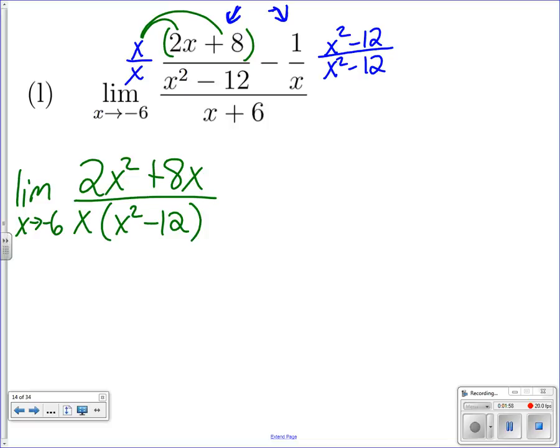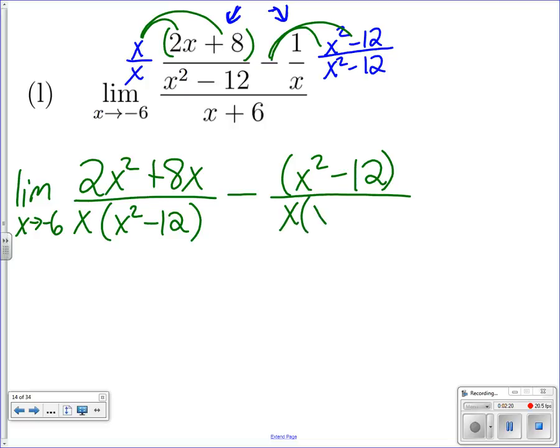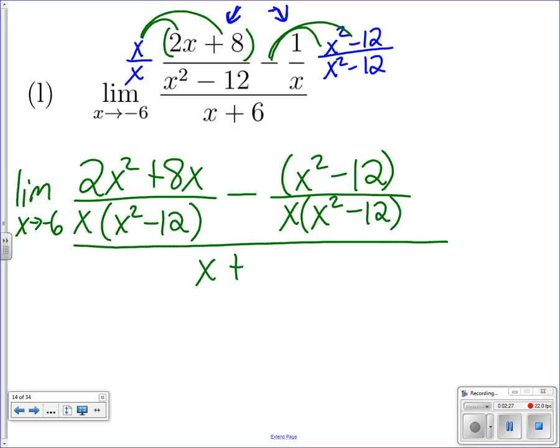So not actually distributing that in, and then minus. Now 1 times that x squared minus 12 is just going to be that x squared minus 12. It's really important to have that parenthesis around there too, because you are going to be distributing that negative to both of them. So you can have the parentheses, or you can go ahead and already distribute that. It's up to you. On the bottom, though, same deal. You're just not going to distribute in, so you just have x times x squared minus 12, all over, again, that x plus 6.